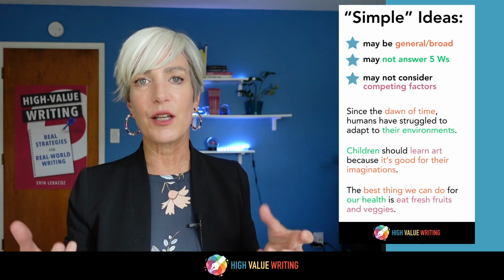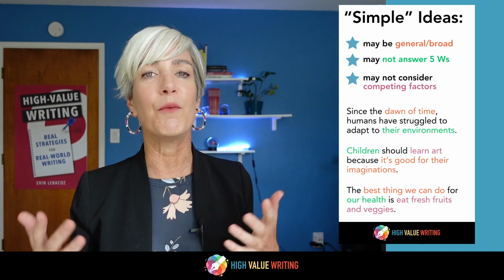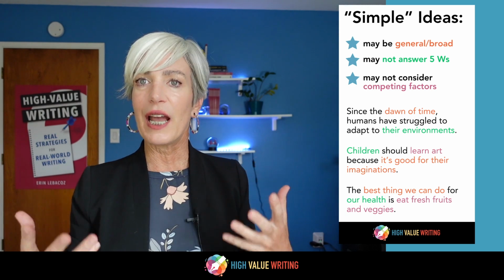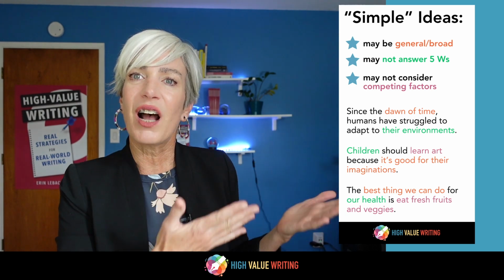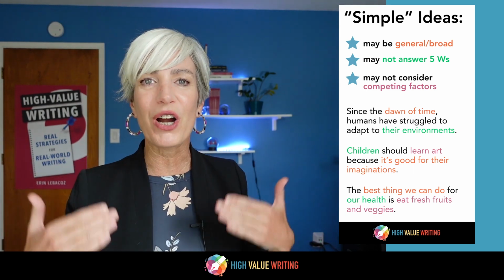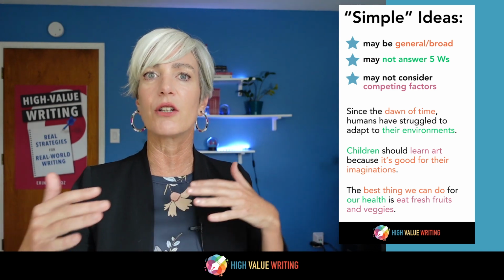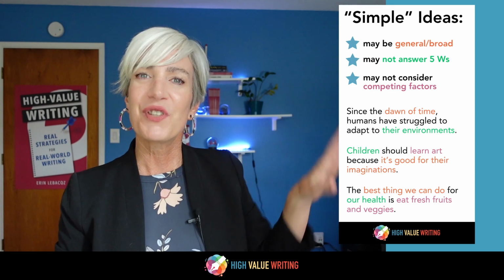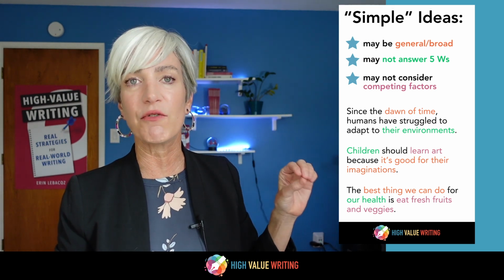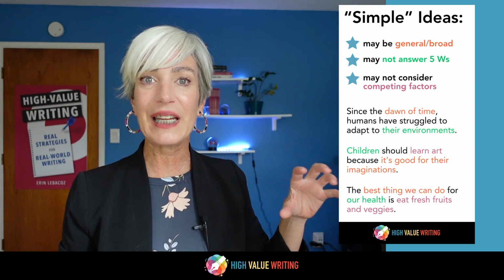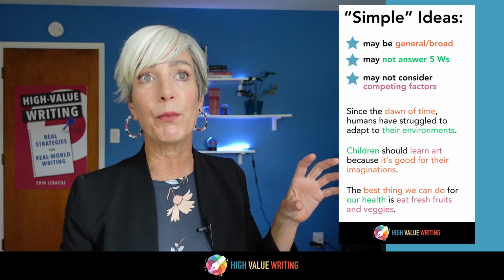And lastly, simple ideas may not consider competing factors. The idea here being, it's not so simple. There's more to consider. There are layers, there are competing factors, there are disagreements, agreements, etc. So these 3 examples, you can see from the color coding what's making them be considered simple.